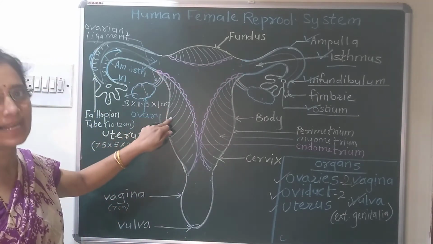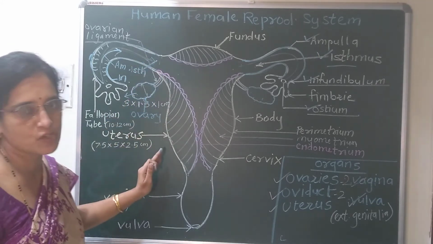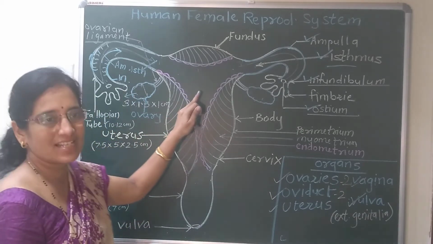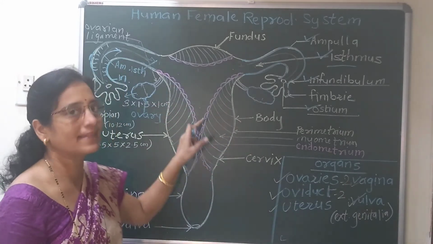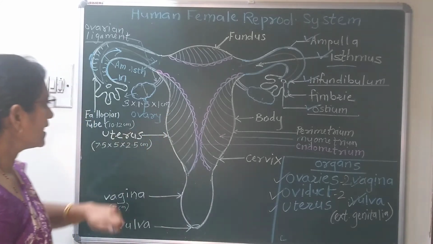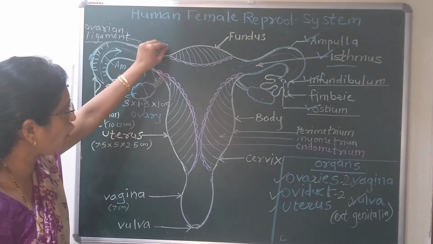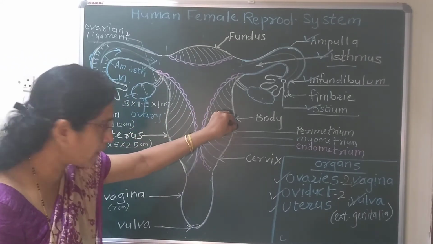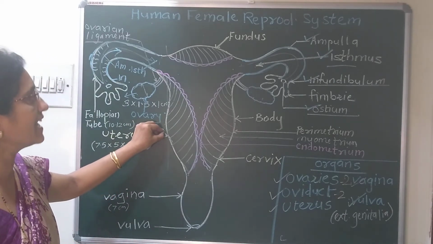This is the uterus, pear shape. Sorry, the uterus is pear shape. Ovaries are almond shape. The uterus is a muscular bag. It has the dimension of 7 to 8 centimeter long, 5 centimeter broad and about 2 to 3 centimeter in thickness.